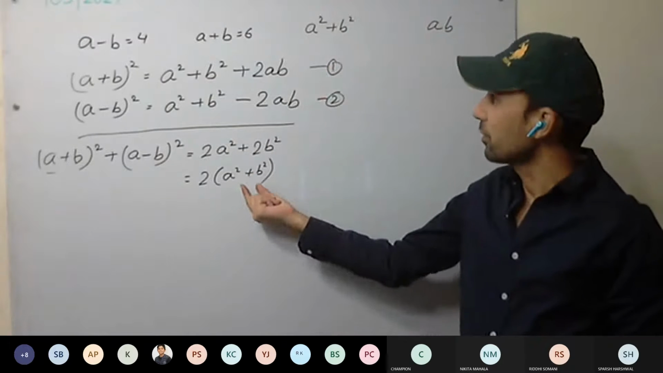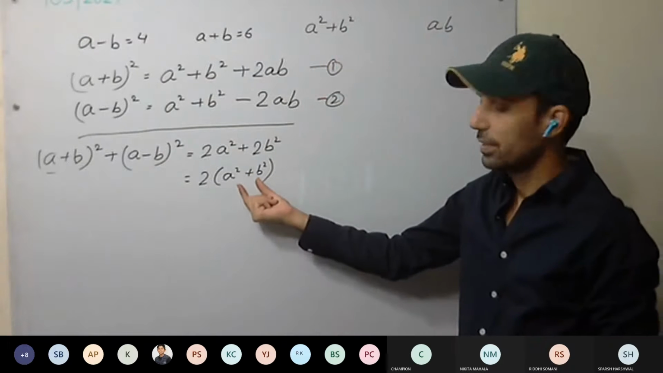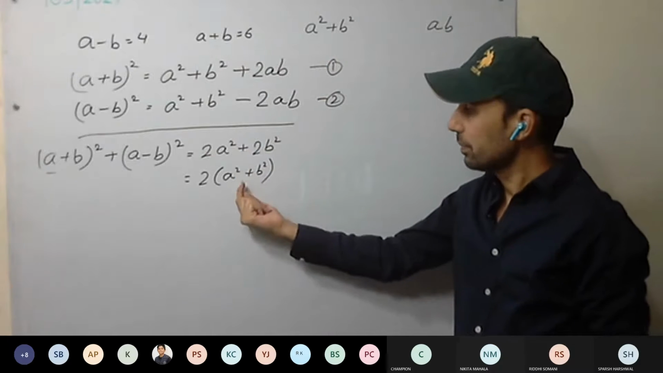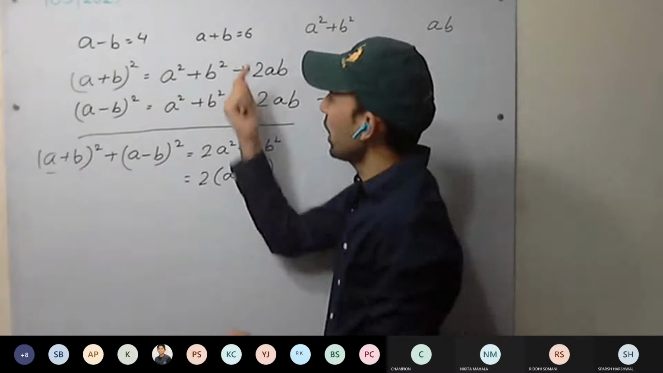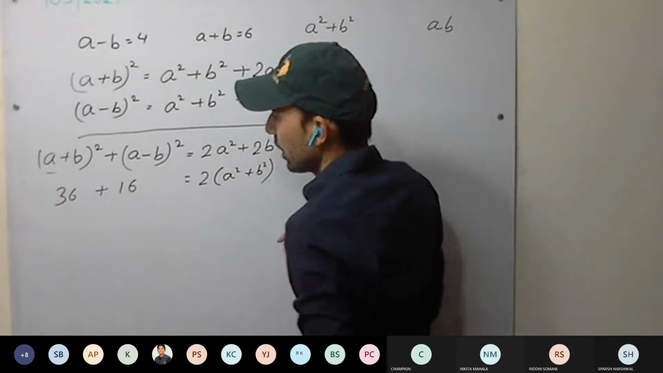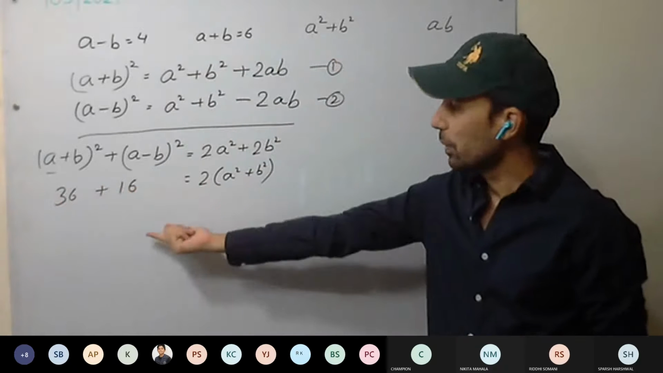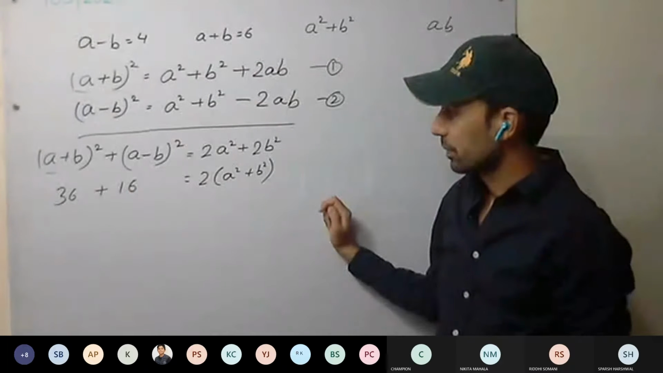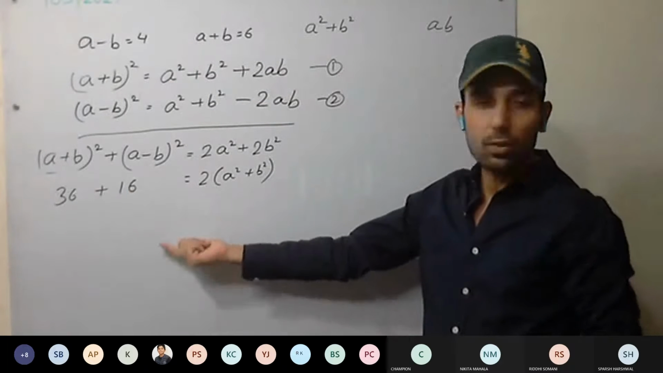Now can we calculate the value of a square plus b square? Once we are adding them, a plus b the whole square, how much? 36 plus 16. How much? 52. 52 divided by 2, 26. Have you understood this one now?